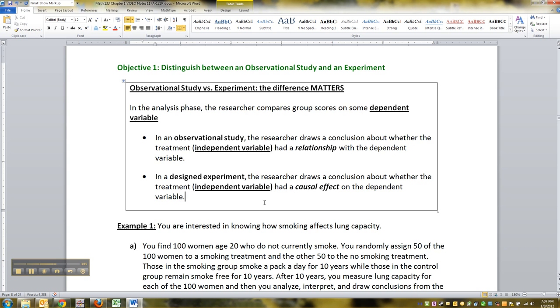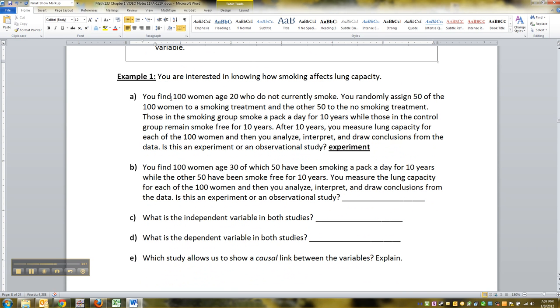Okay, let's look at this example down here. You're interested in knowing how smoking affects lung capacity. In other words, if you smoke a lot, does that mean your lungs have shrunk? That kind of thing. As you can see, I've already written what this one is, but I want you to pause me. Go ahead, pause me, and we'll talk about what this is. Okay, done pausing me? All right, so this is an experiment.